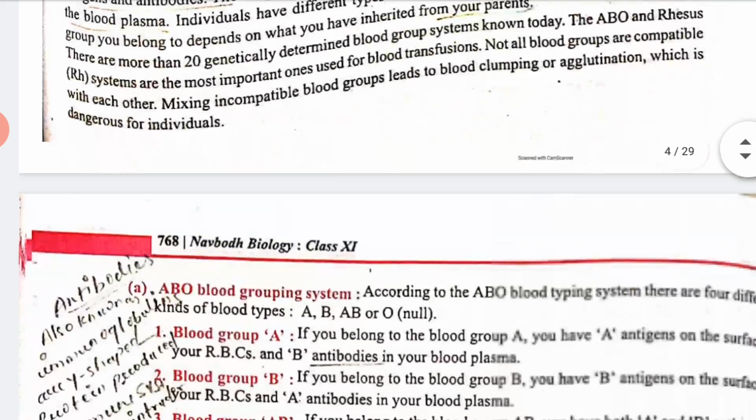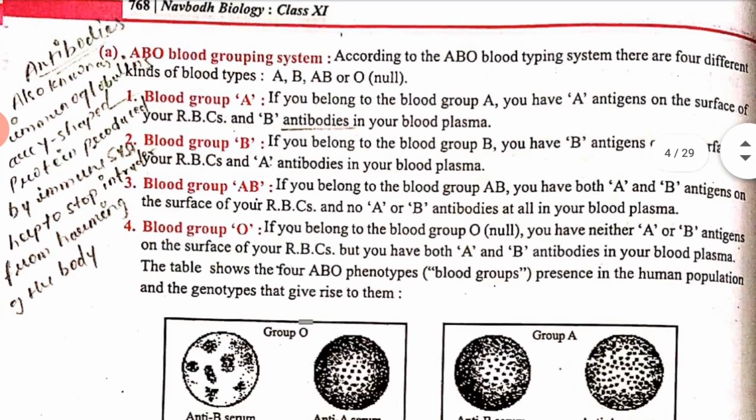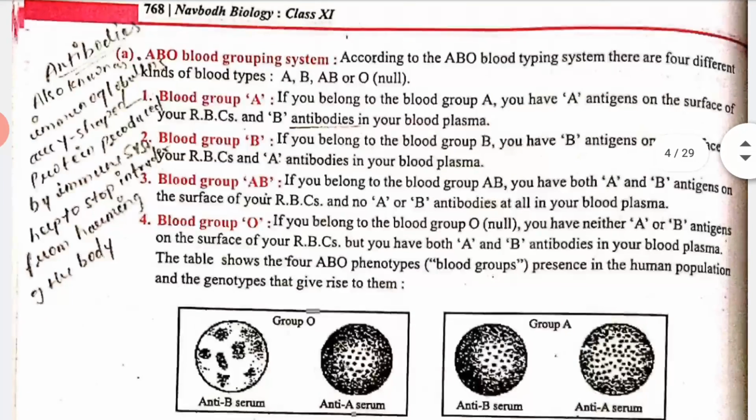Now let's see the blood groups. Here is the point: the ABO blood group system. It is the typing system. There are 4 different kinds of blood types: A, B, AB and O, which is called null. So, blood group A.